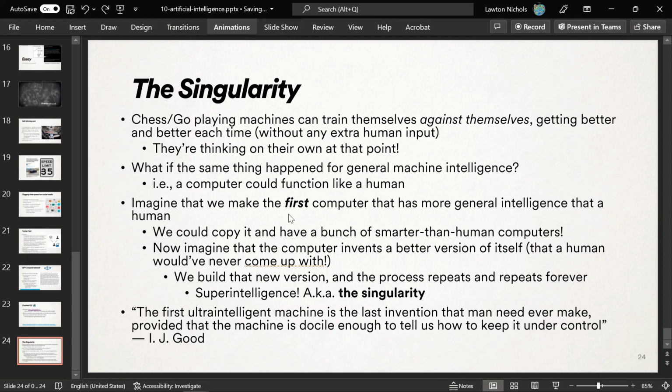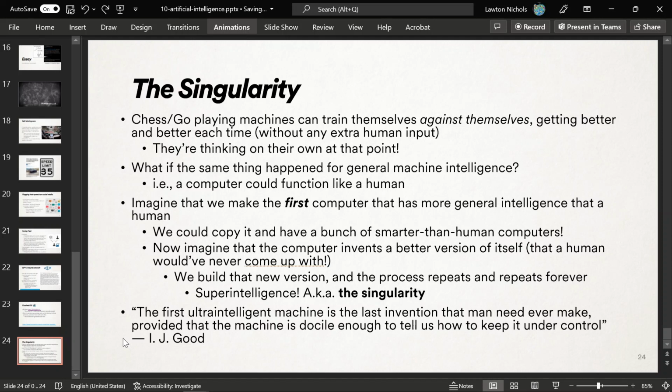We just have to make the first computer smarter than a human, and then it can improve itself. Isn't that cool? And hopefully it is benevolent, because if it's not, it's going to kill us all probably. So that is the idea of the singularity. And here's a fun quote about this whole idea. The first ultra intelligent machine is the last invention that man need ever make, right?